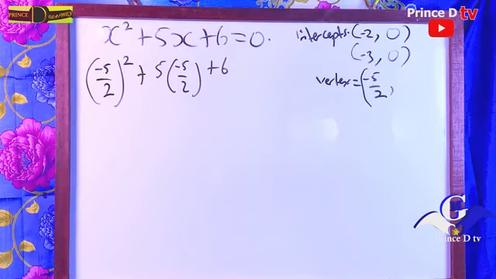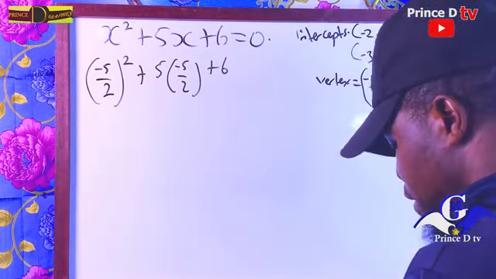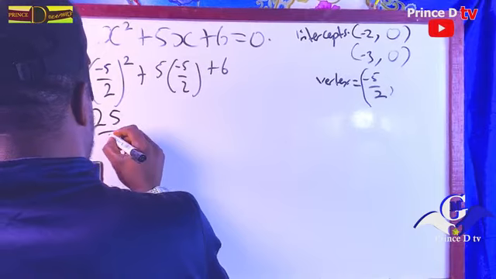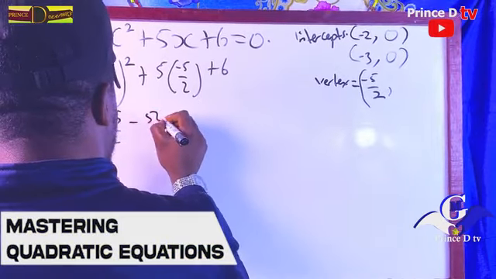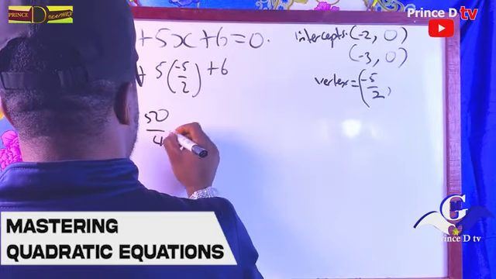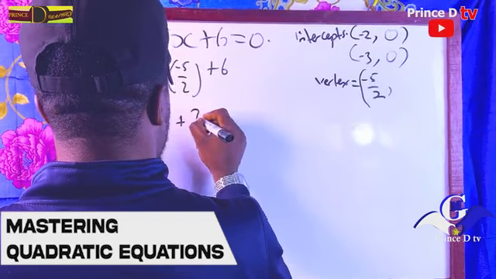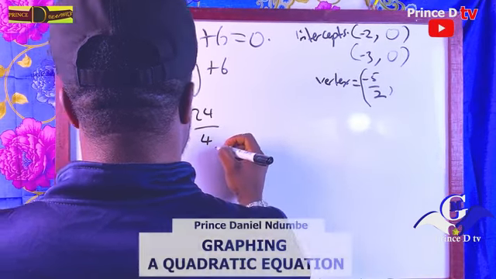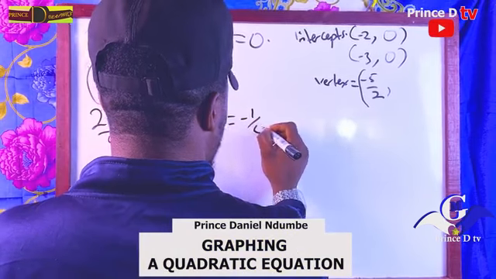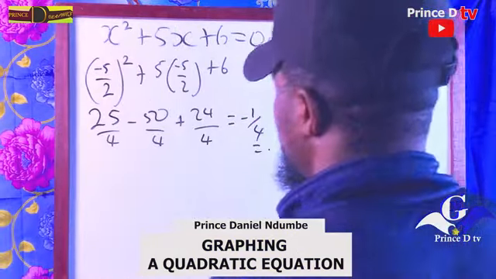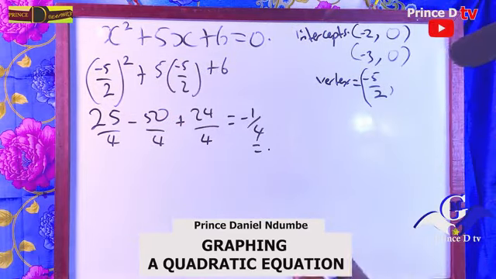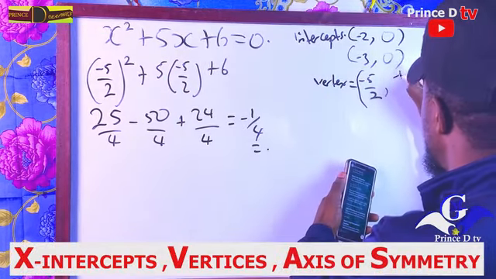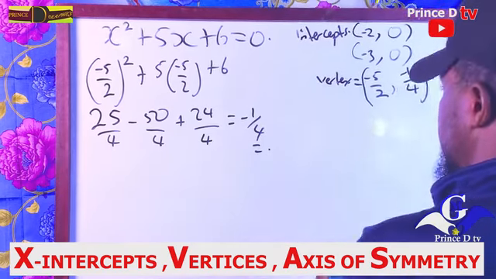Looking for the y, we're going to have 25 over 4 minus 50 over 4 plus 24 over 4, and that gives us minus 1 over 4. So when you do the basic mathematical operations, we have negative 1 over 4. So the y part of the vertex is negative 1 over 4.